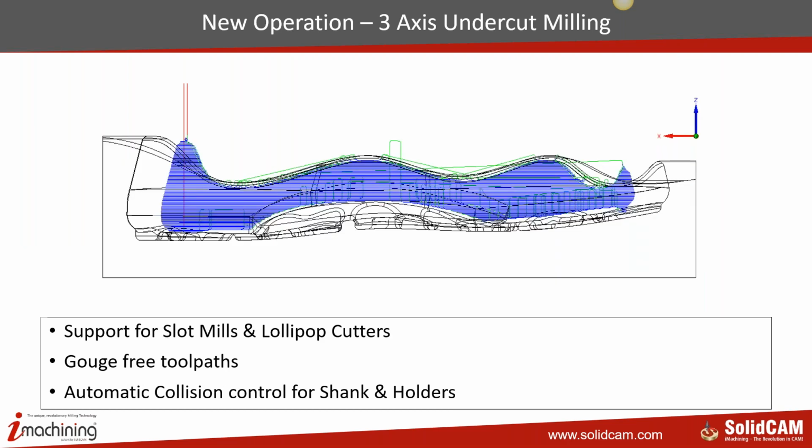For example, the most common items that generally require undercut milling are shoe molds. So if you have got a shoe mold and you would like to do undercut machining using a lollipop tool, you can just say, this is my model, this is the tool, this is the depth of cut, and it will ensure collision-free toolpaths against both the part surface as well as the shank with the part surface.